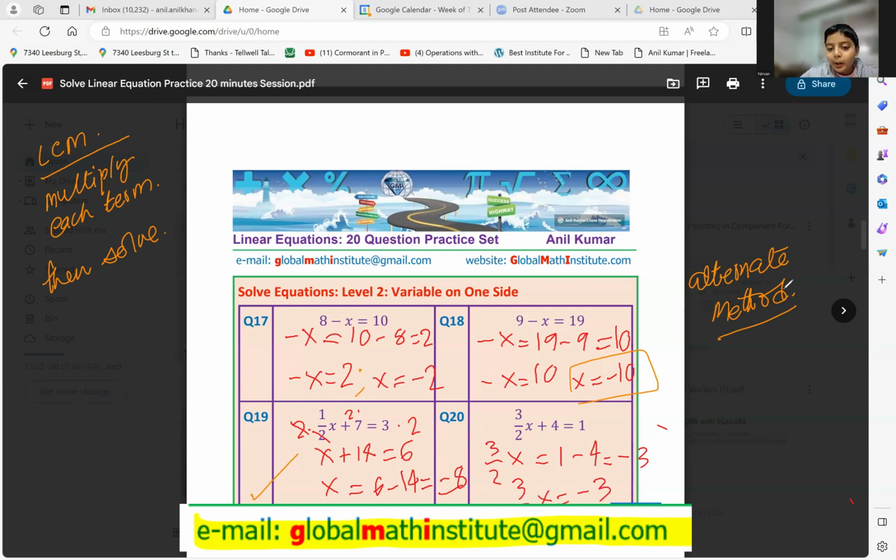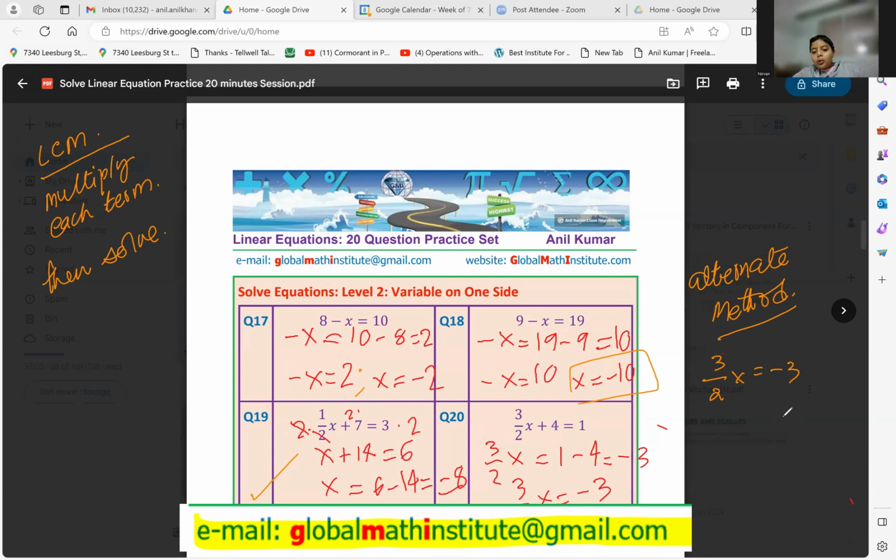Can I do it on the black screen now? Yeah, change the color, do it on the black screen. Yeah, 3 by 2x equals minus 3. Okay, I'll just change it. Trying to solve this question. Let me rewrite this here. We have 3 by 2x equals minus 3. Nirvan, please solve it on this side.